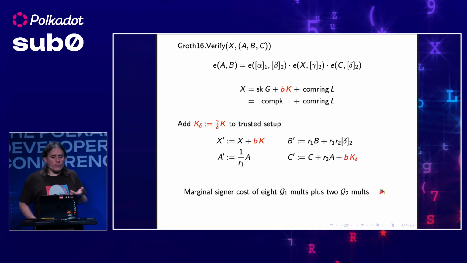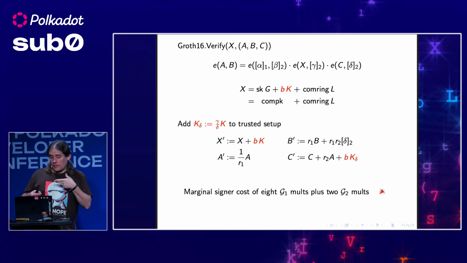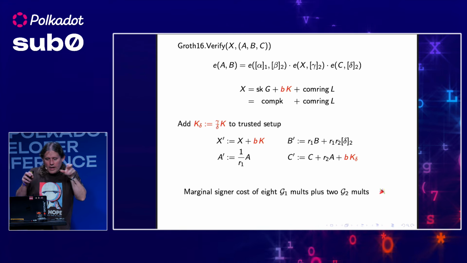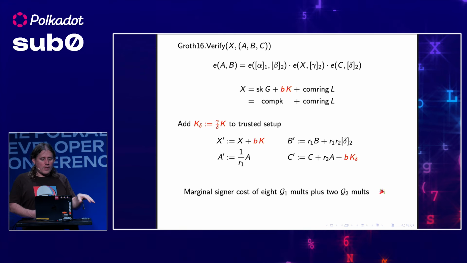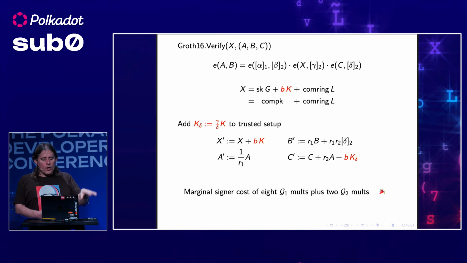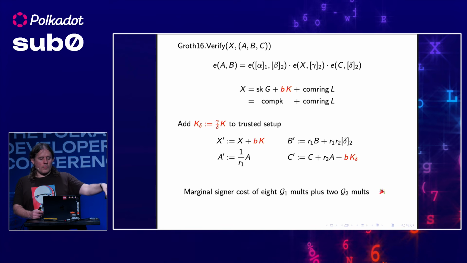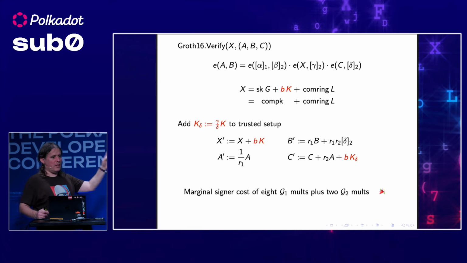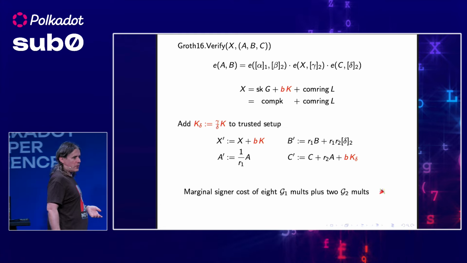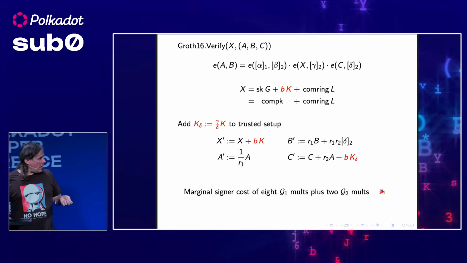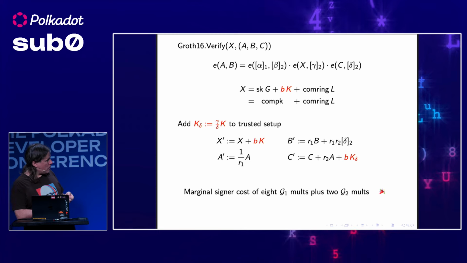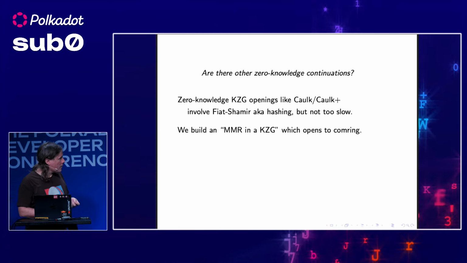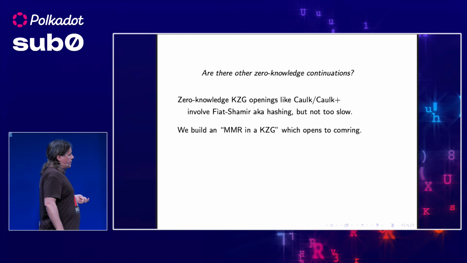So the result of this is a ring VRF where I do the proof once, and then the marginal signer cost is 8 G1 scalar multiplications and 2 G2 scalar multiplications, which is just nothing. Usually that's not even a full constraint in the orbits, about one, maybe. Okay, so why do we care?